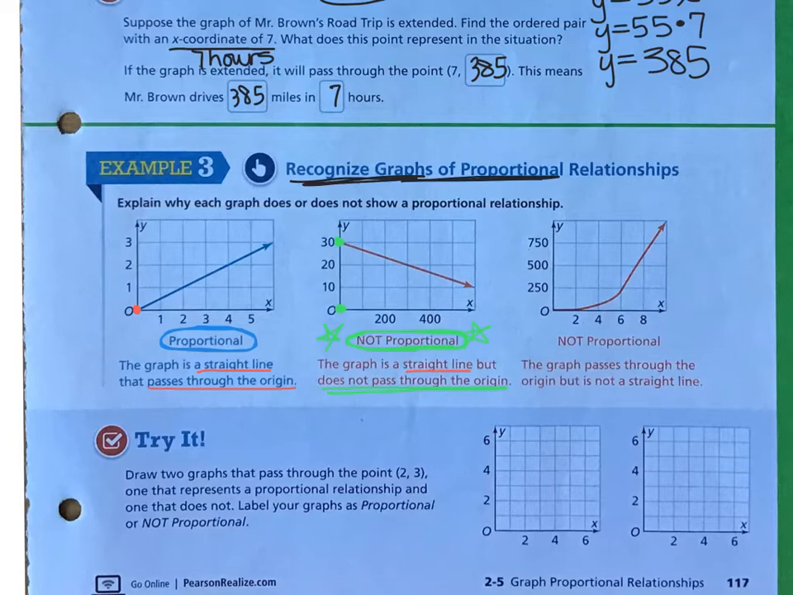Next, look at the third graph. This also is labeled as not proportional. Why is this one not proportional? Well, in this case, it does pass through the origin. Okay, you can see that right here. The graph starts at 0, 0, but it is not a straight line. So both of those conditions have to be met, or it is not a proportional relationship.